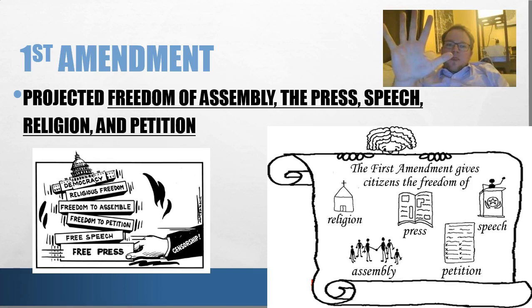Back up. Freedom of the press. That means the government cannot stop the press from publishing materials, regardless of how it makes the government look. I always think of the pointer finger because that's how you hold your pen or pencil when you write. Freedom of speech. I always remember your middle finger.